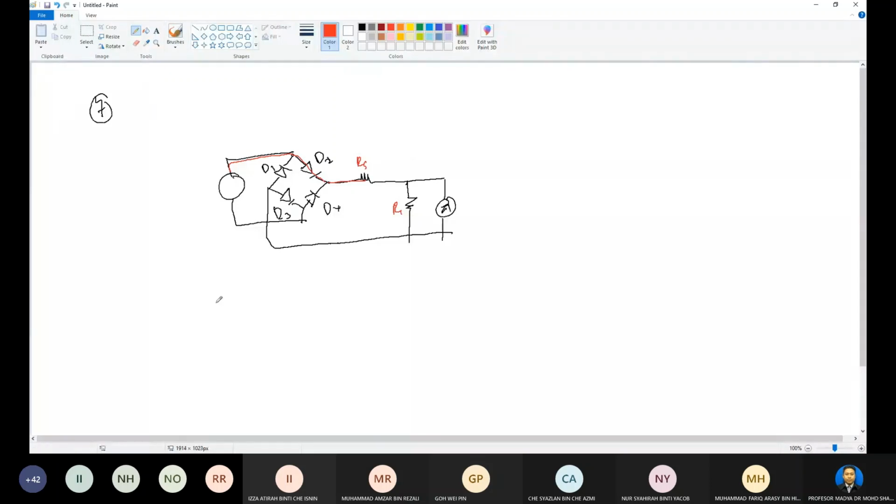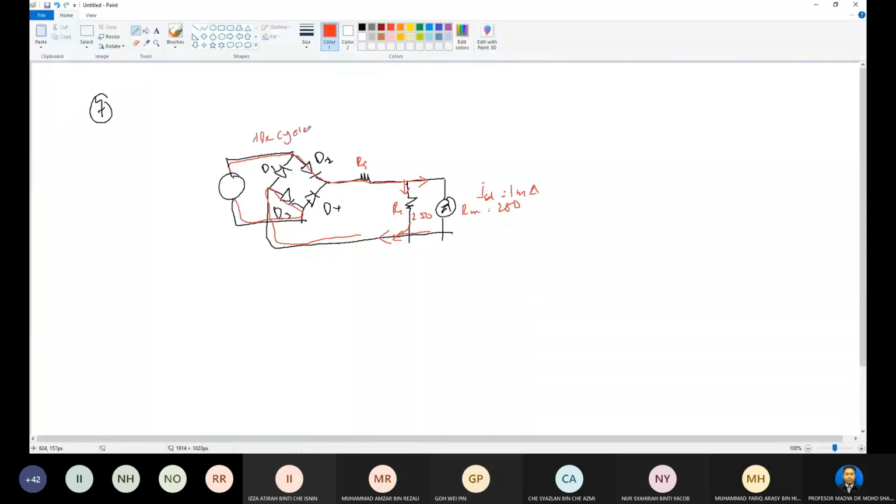The given R1 is the same 250, so this is RM 250. The full scale deflection current here is 1 milliampere. The current will flow here and be split by 2, go here and then combine again, then go for D3 and go for negative. So this is the positive cycle.